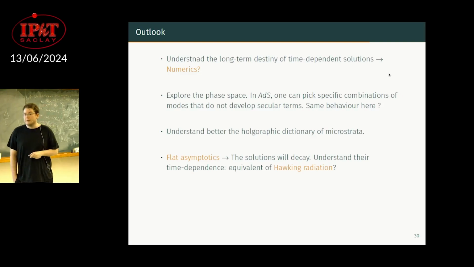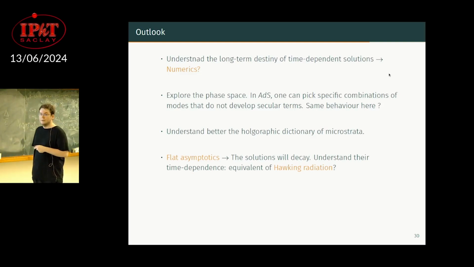Then also, I would want to understand better the holographic dictionary of microstrata. I haven't talked too much about it, but so far, what we can match with microstrata between the CFT and the bulk is essentially 3 parameters. We can match the 2 angular momenta and the momentum h minus h bar. Because we don't have any protected quantity anymore, we can only match the integer quantities. So it would be nice to try to understand more of what happens to the other quantities.